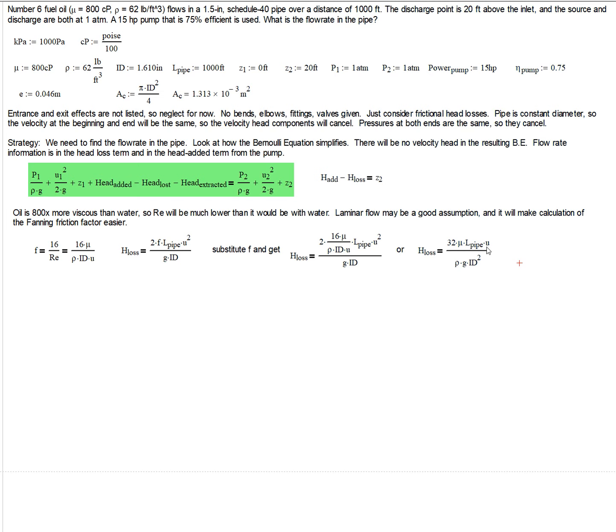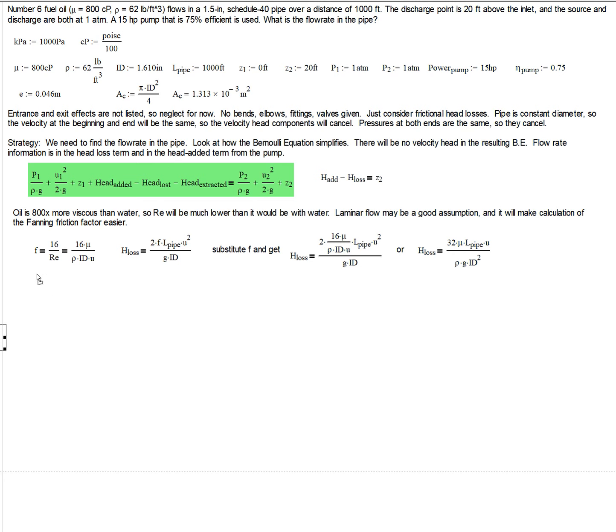And so buried in here is the velocity that we are after. Notice 32 is constant, mu is constant, the length of the pipe is constant, rho is constant, g is constant, ID is constant. So here is the velocity buried in this head loss term.